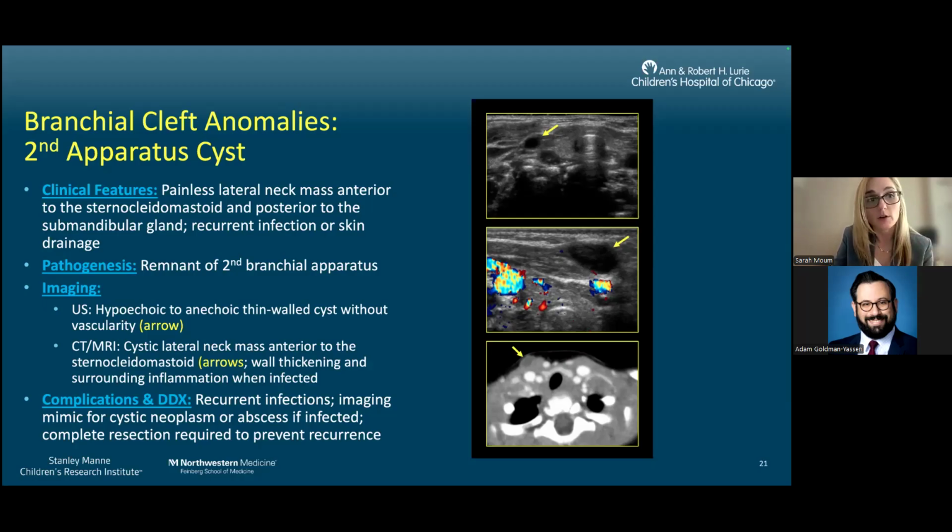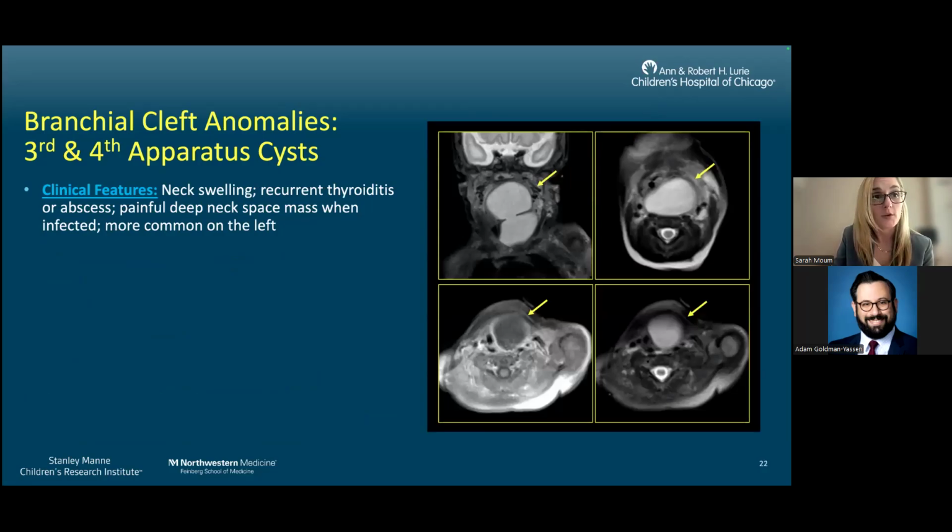Okay, and then going back, the same is true for branchial cleft type second apparatus cyst, just like the first. You need complete resection to prevent recurrence. So getting the full extent of the lesion is important, especially looking for an associated tract. All right, moving on to third and fourth apparatus cysts.